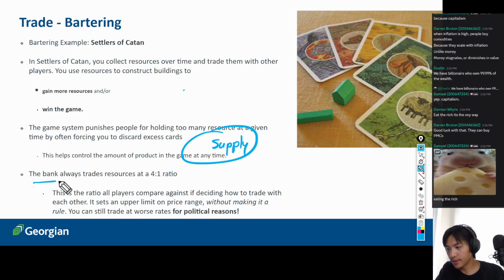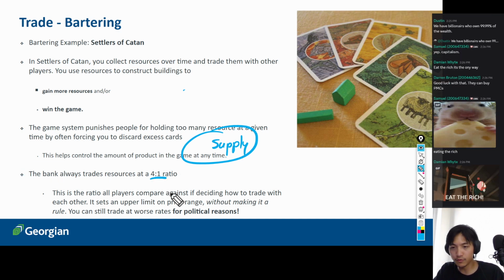There's also a bank in the game that always trades at a 4-to-1 ratio for resources. So at no point can someone ridiculously tell you, "Oh, you want 1 stack of bricks? Oh, okay, but you only have sheep, right? Okay, so you're gonna have to give me 20 sheep. You give me 20 sheep, I'll give you 1 stack of bricks. Sound fair?" Not at all fair. It's not at all a fair deal.